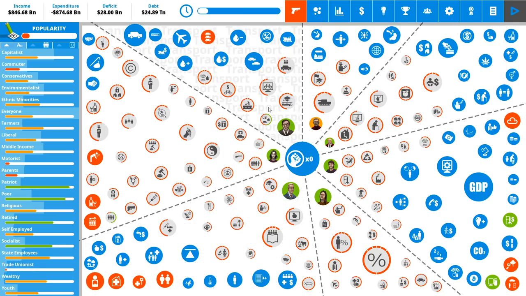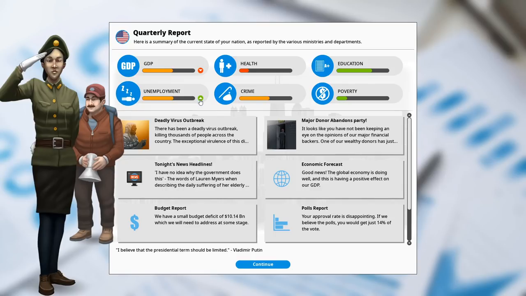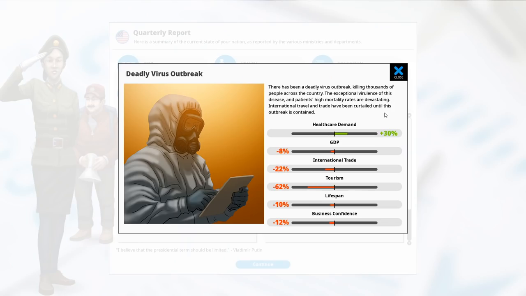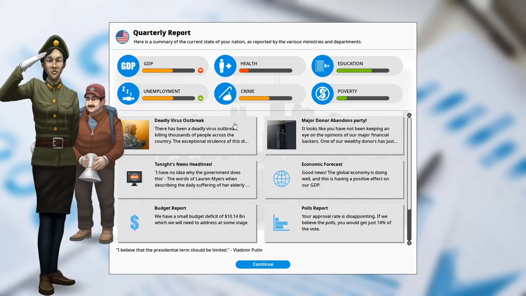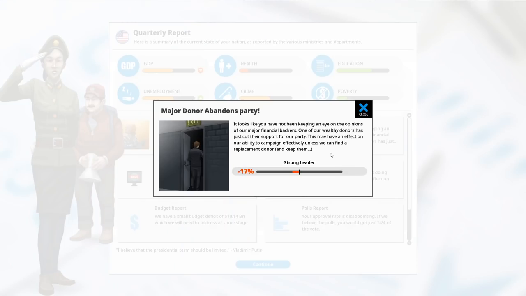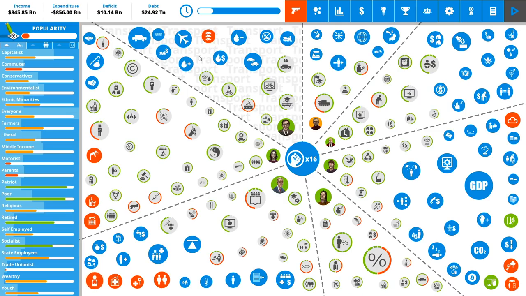So, this is all marvellous right here. It turns out I'm a genius at America. Okay, unemployment's looking good, GDP's looking bad, and oh good, coronavirus is actually in the game. So there is now a deadly virus outbreak. Excellent. So healthcare demand just skyrocketed, GDP down, trade down, tourism ludicrously down, lifespan down, business confidence down. Oh, flippin' love it. And one of my major donors just walked away because they're not thrilled about presumably the whole military defunding thing. And yes, unfortunately that means our deficit is still a deficit because, yeah, GDP just took a bit of a knackering.